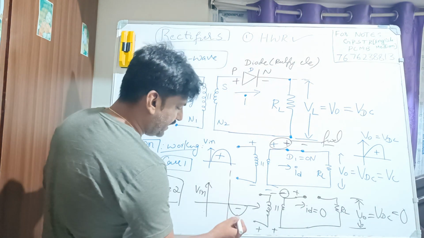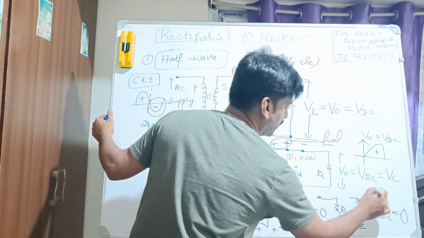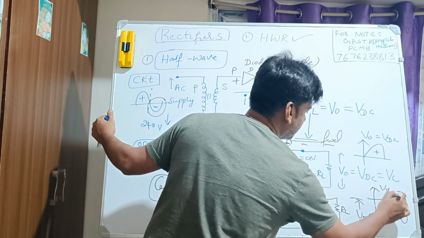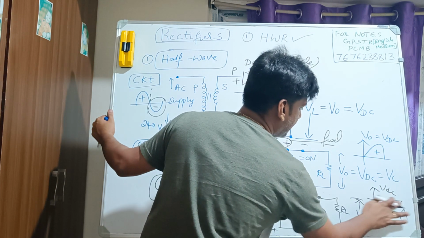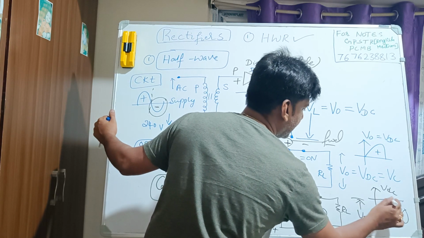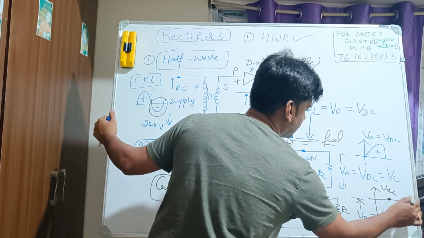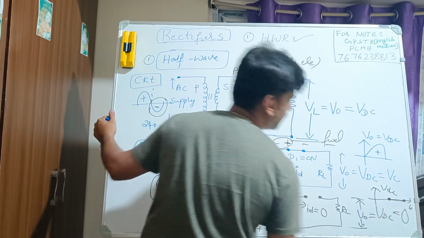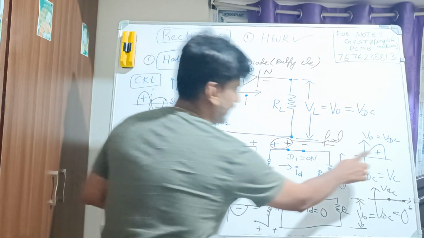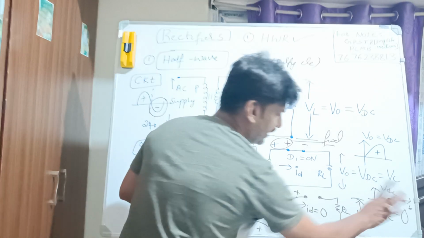So for the negative cycle, how can we write the output? I can write the output for the negative cycle like this. So it is VDC, right? So for the VDC, how can we write? I am not getting anything here for this part, right? So for the positive cycle I am getting output here, and for the negative cycle I am not getting anything.